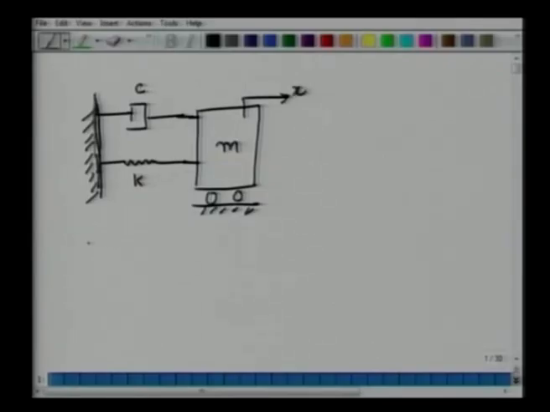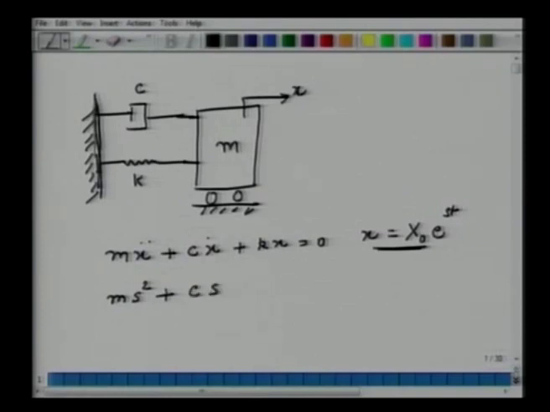So, from our previous classes we know that in such a situation the system is governed by a differential equation of this type: m x double dot, which is mass times acceleration, plus viscous coefficient times velocity, plus stiffness times displacement, equals 0. And to solve this equation, if I assume that x is some constant times exponential of e^(st), where s could be a complex number, and if I plug this in my differential equation, what I get is (m s square plus C s plus k) times x naught e^(st) equals 0.